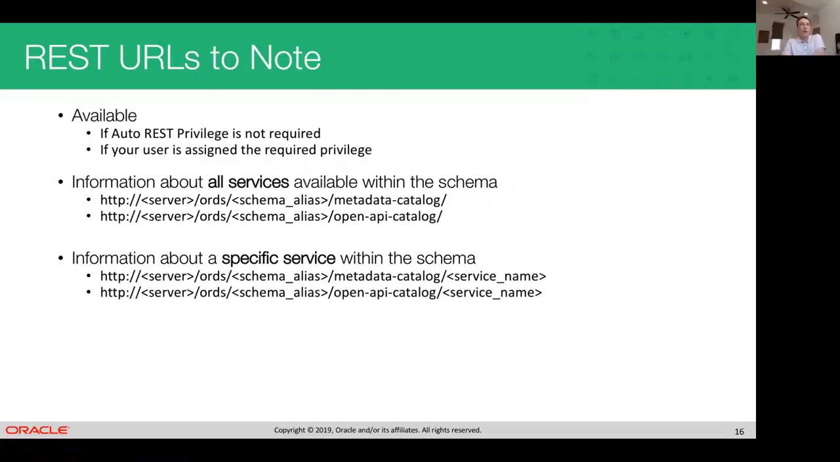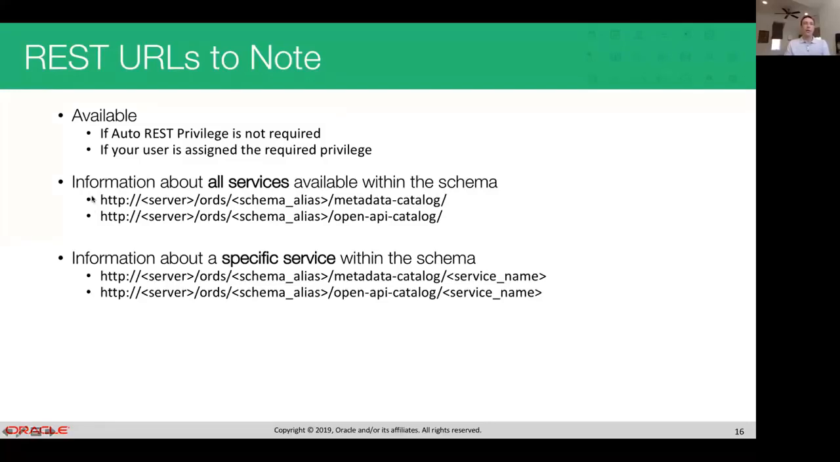Some things to note. When you expose a schema via REST, you get some things for free. These URLs are available to help you understand what is available in your schema, or help external people, consumers, understand what's available in your schema and exposed as REST. And these are available, one, if you have a specific privilege, if security is turned on and you have the right privilege, or if that security is turned off. By default, that security is probably turned off.